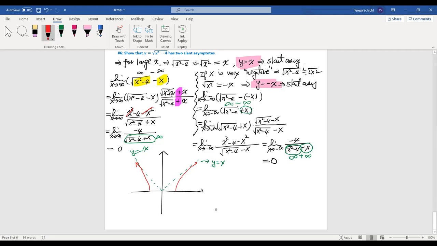For slant asymptotes, basically you want to find any line that is not a vertical or horizontal line anymore. It can be any line you can find, and that's what we call the slant asymptotes.